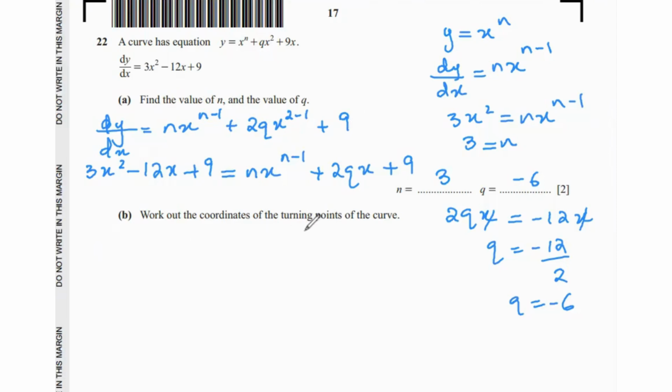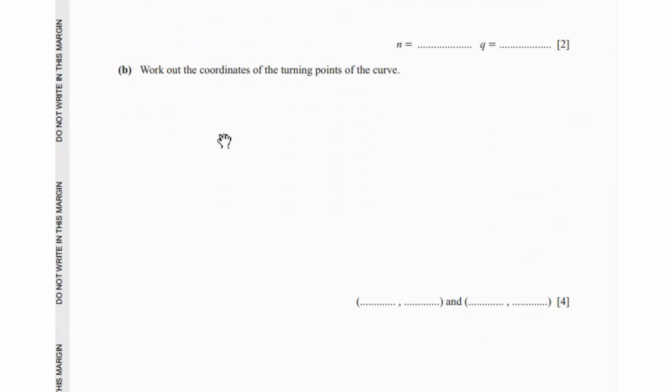Then work out the coordinates of the turning points of the curve. So to find the coordinates of the turning point, what we do is we put the derivative equal to 0.